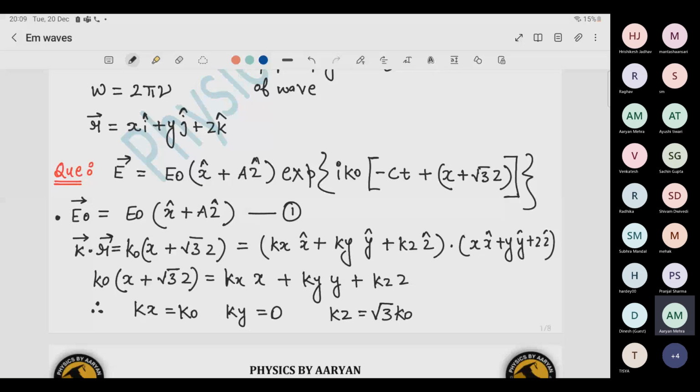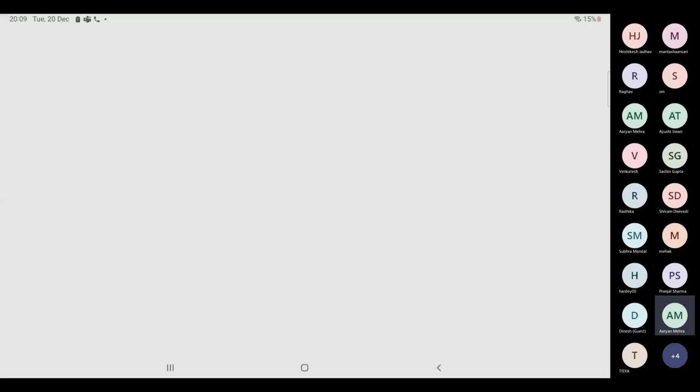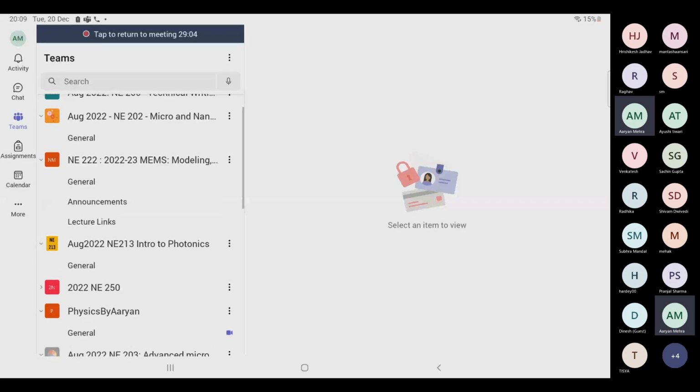Excuse me, Bhaiya, your screen is not visible. My screen is not visible, guys. I think it is visible, Sahin. Yes, it's visible. I can reshare my screen, but it's visible.